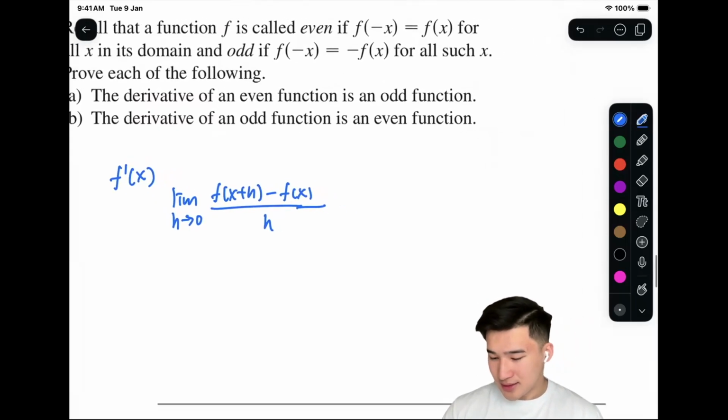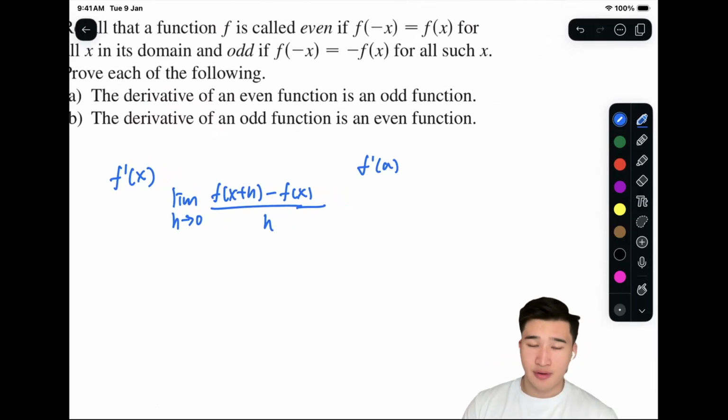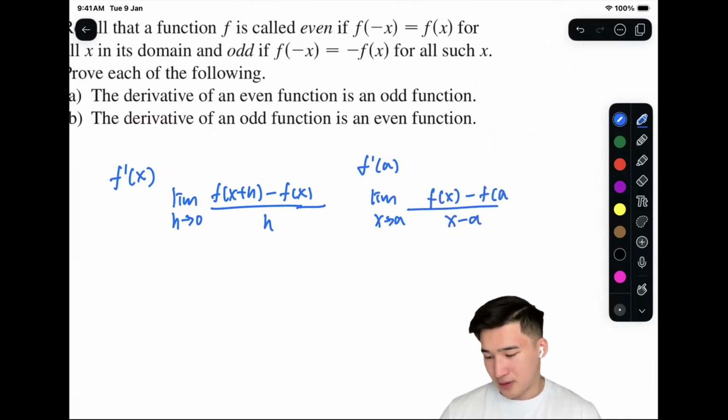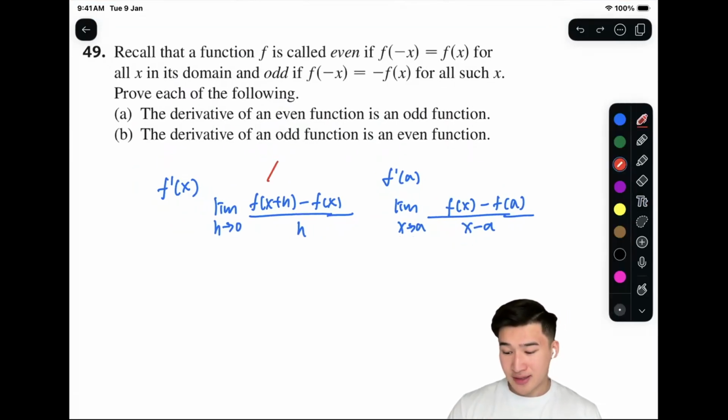Also, let's say f prime a, where a is a number. We're going to have the limit as x approaches a of f(x) minus f(a), divided by x minus a. These two formulas are the two ways differentiation works, and actually I'm going to prove it using both A and B equations as well. So stay tuned for the answers.